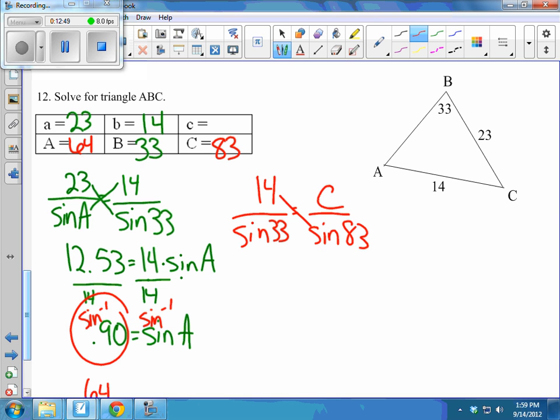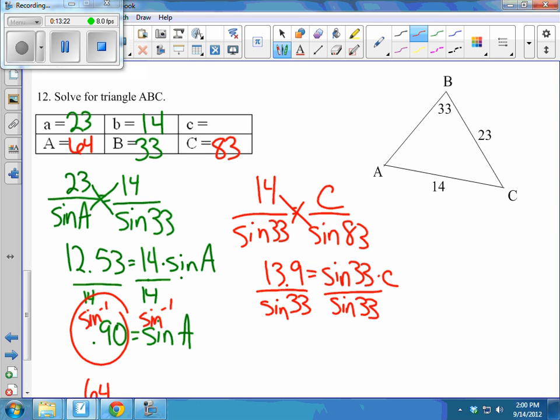Do my cross products, 14 times sine of 83. And that's about 13. I'm just going to make it 13.9. And then that should equal sine of 33 times C. And now I'm going to take 13.9 and divide it by sine of 33 because I want to move it. That's the opposite of multiplying. And when I'm done, I get C to be about 25.5. And then there's little c.